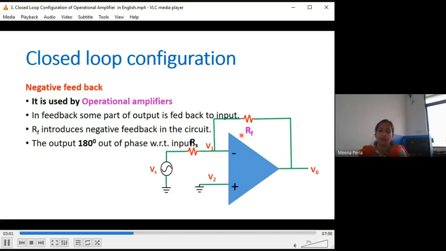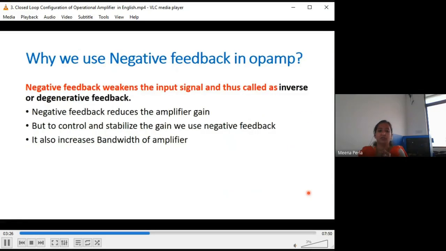So why is it providing negative feedback? If any resistor has been connected to the negative terminal of an op-amp, that is the reason why it is called negative feedback. So this RF is providing negative feedback to the operational amplifier since it is connected to the inverting terminal. And that is the reason why the output will be 180 degrees out of phase.